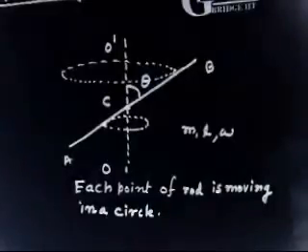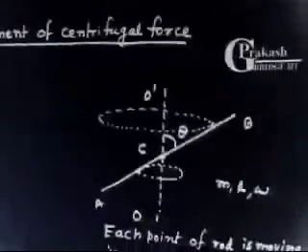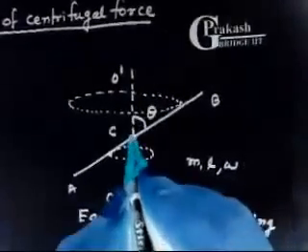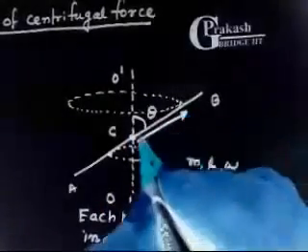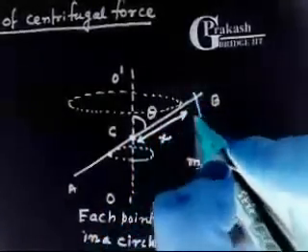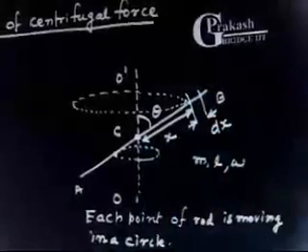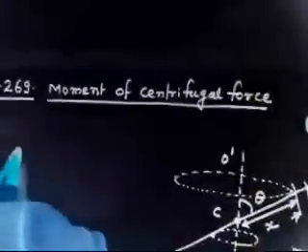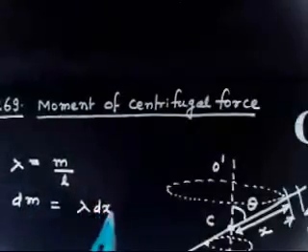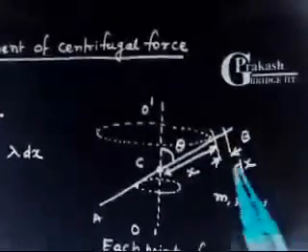What we have to find is the moment of centrifugal forces. So let us say at a distance x, consider a small part of this rod, that is dx. Let us say lambda is mass per unit length. So lambda I can define as m by L. So the mass of dx, that is dm, will be lambda into dx. This is the mass of this small part of the rod.